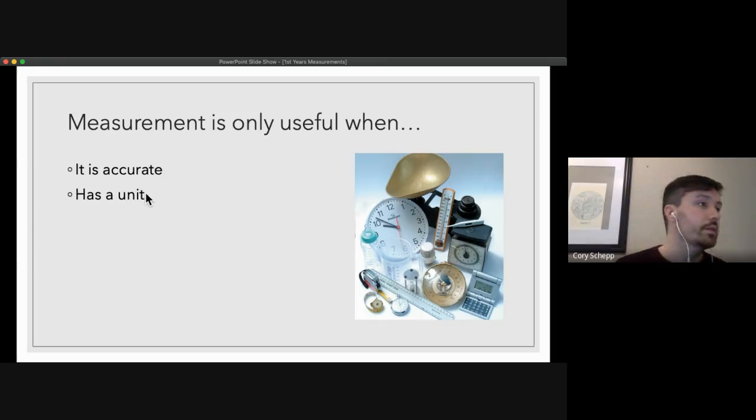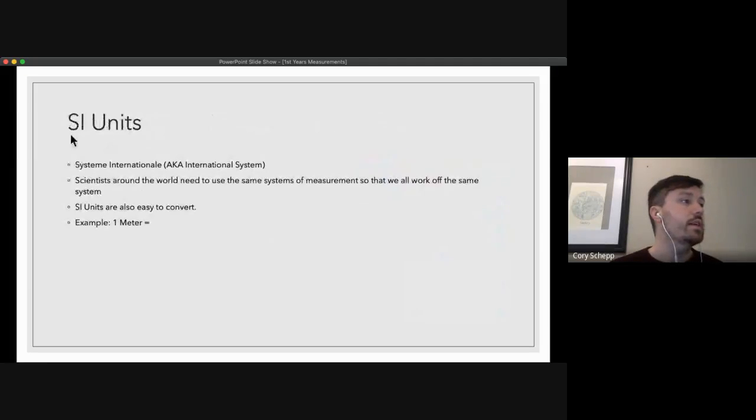Okay, let's keep going. So in science, we use something called SI units. What I want you guys to do is, in your copies, take down SI units. It stands for Système International, or the international system. So take down this first line here.